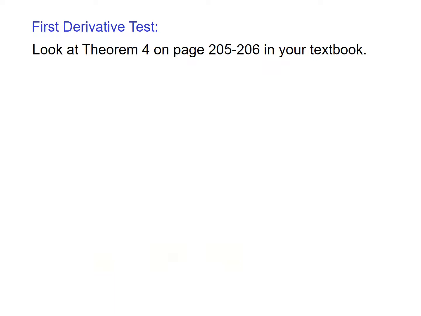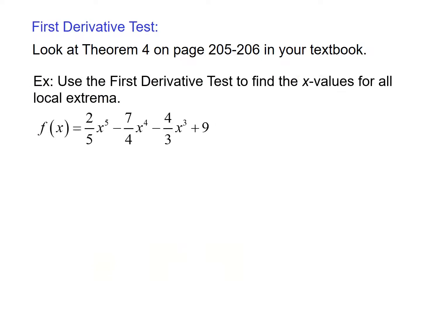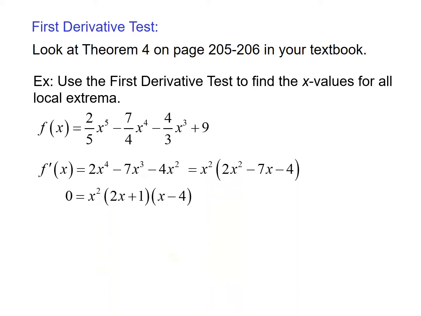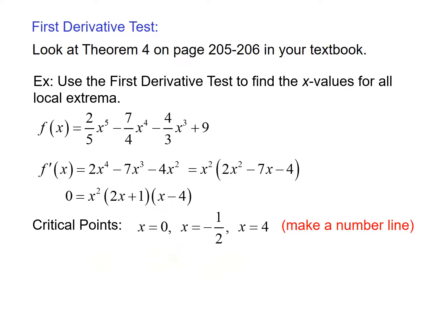Okay, so you can take a moment to look at Theorem 4 in your textbook on page 205 and 206 to see the first derivative test. So the first derivative test allows us to find local extreme values. We take the first derivative, we can factor, and this allows us to find our critical points, 0, negative 1/2, and 4. And we've already seen this method before, we just hadn't given it this name, first derivative test.